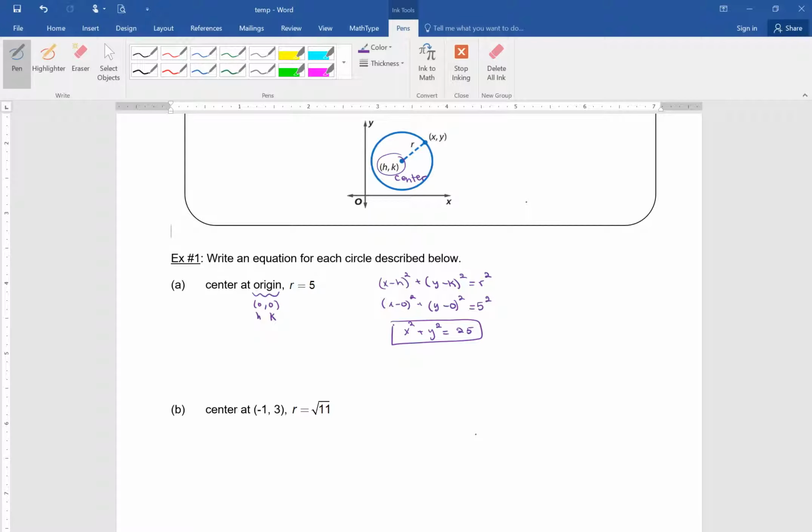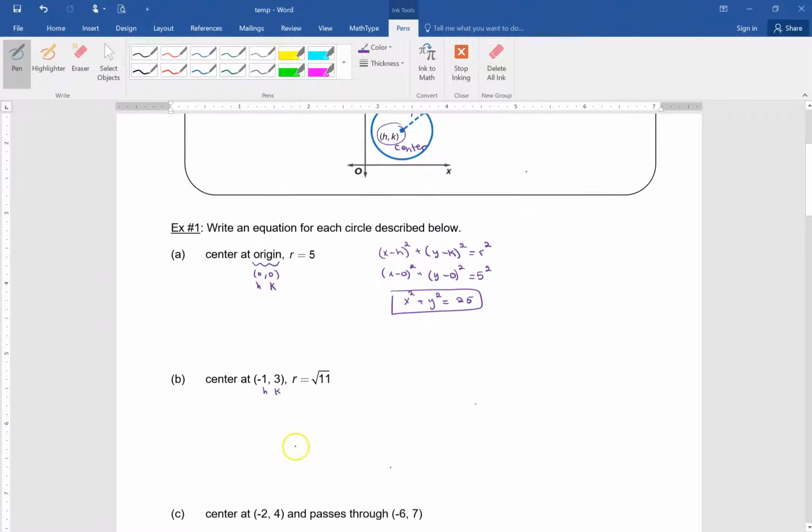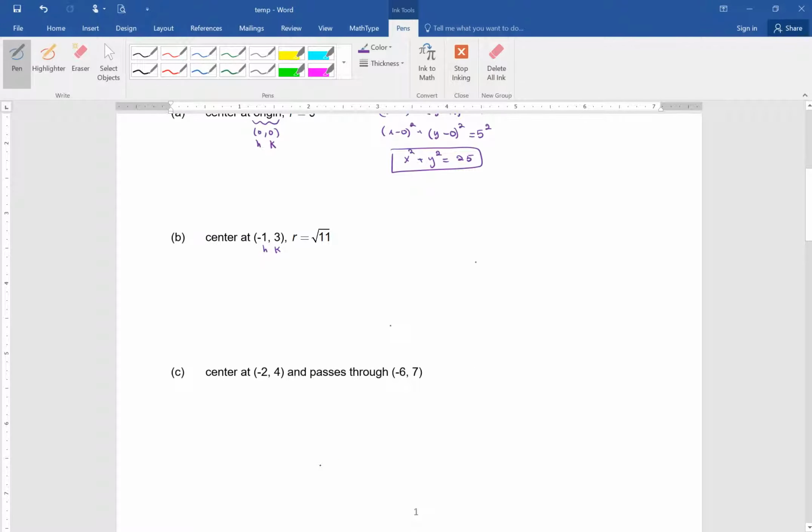All right, here's another one. We have a center. This time it's not 0, 0, but it's negative 1 and 3. So again, we label h and k. That's good practice for you to do. Just label the center h and k, and this is your radius. The equation is (x minus h) squared plus (y minus k) squared is equal to r squared. Now, be careful here because it's (x minus negative 1) squared plus (y minus 3) squared is equal to root 11 squared.